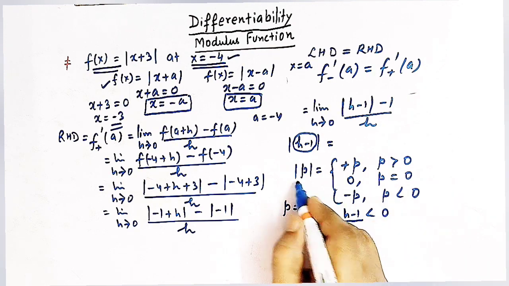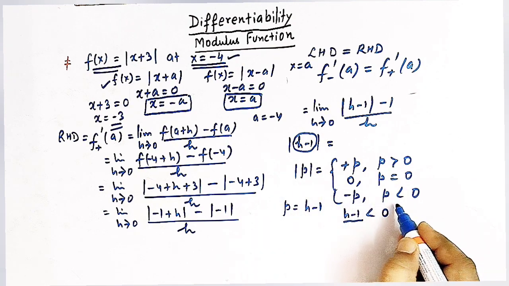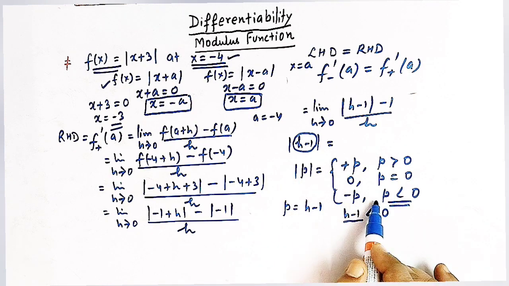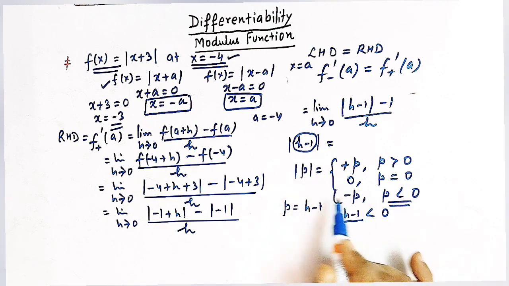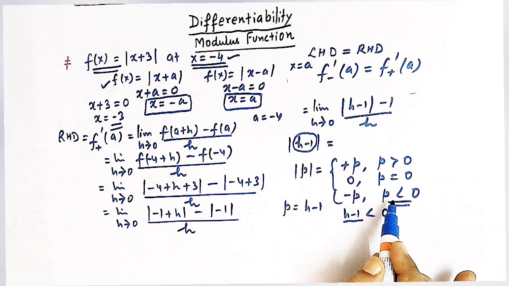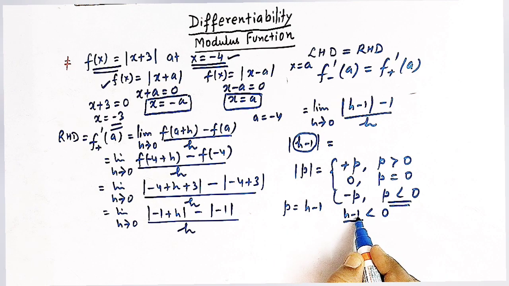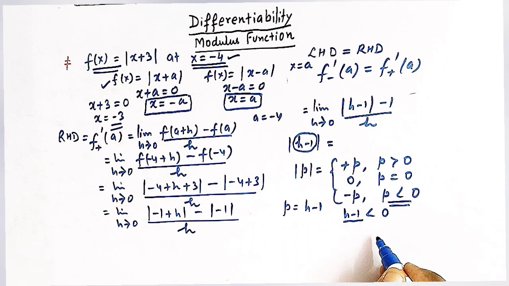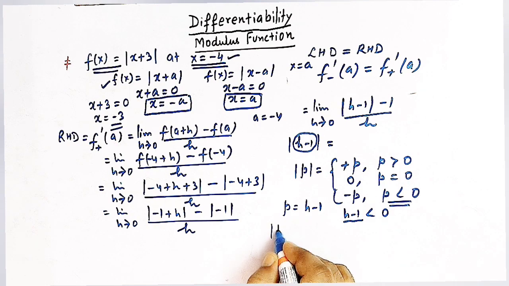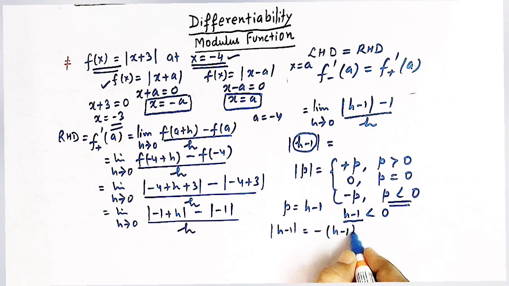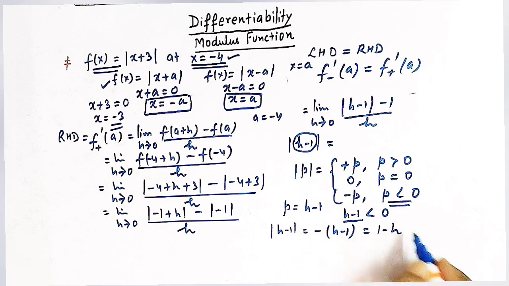So here we apply this part of the definition: mod of p is minus p when p is less than 0. P is h minus 1, and h minus 1 is less than 0. H minus 1 is a negative quantity, right? So mod of h minus 1 is equal to negative of h minus 1, that is 1 minus h.